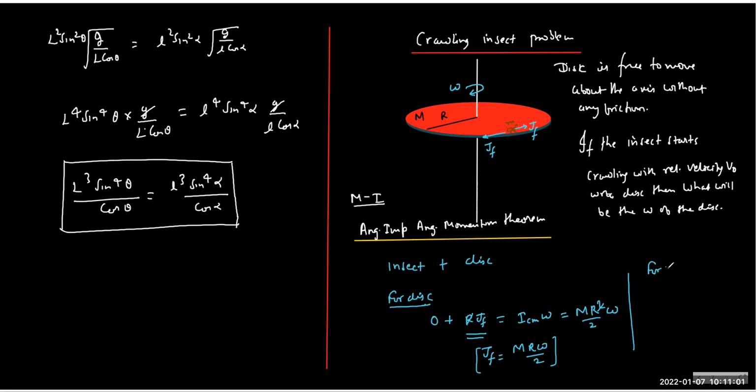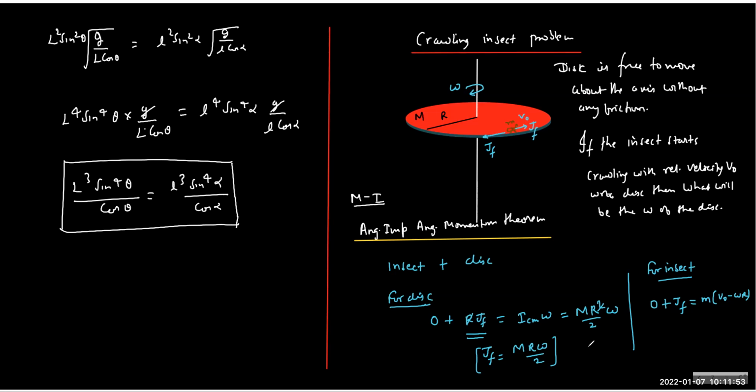Now for the insect. The relative velocity is given as V0, not the ground velocity. So for the insect, first of all, what is the angular momentum about the axis? Or we can simply write for the insect, what is the linear impulse? Because it's a particle, we can also write the linear impulse. So what is the initial momentum of the particle or the insect? 0. Now, JF is the linear impulse. What is its net velocity? It turns out the net velocity is V naught minus omega r in the ground frame. Do you realize this?